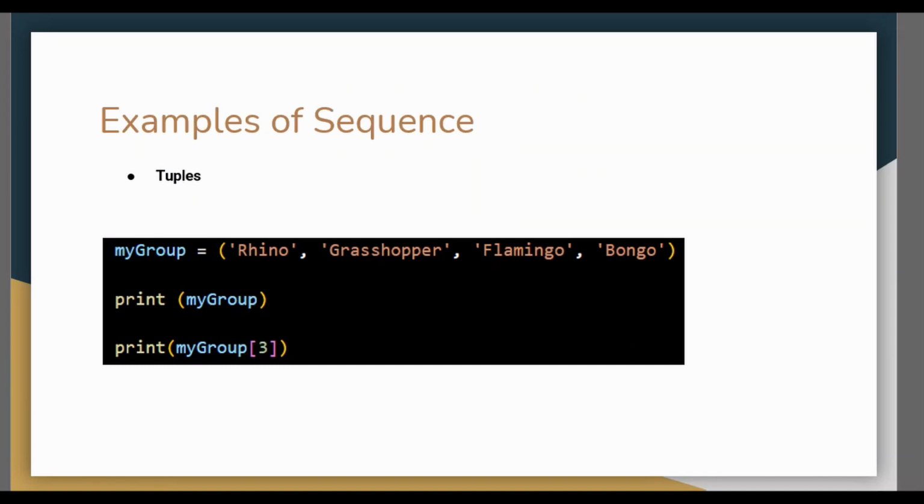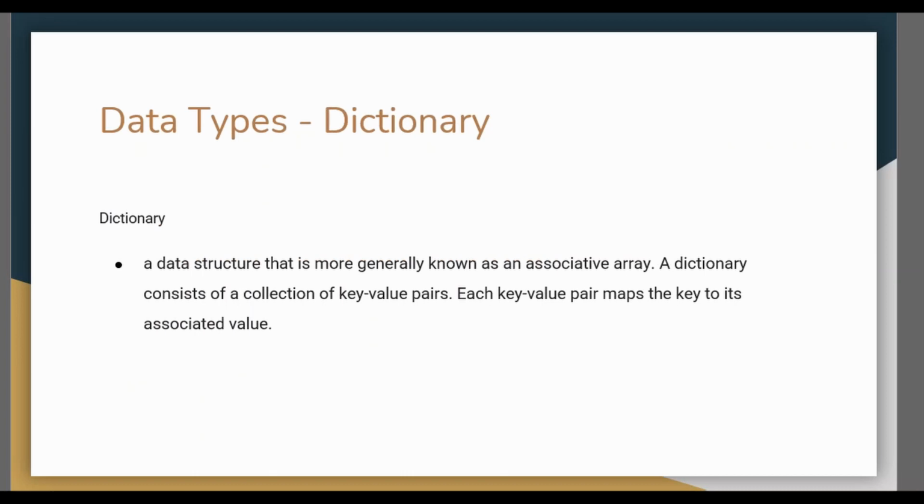Alright, now let's go ahead and go to the next one. Now we're going to move on to dictionary. So a dictionary is a data structure, more generally known as an associative array. It's a collection of key value pairs. And the big difference here is pairs as opposed to individual values. So each key value pair will map to the associated value. So what does that look like?